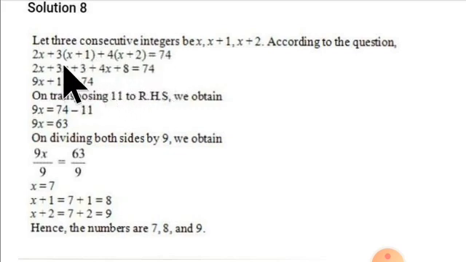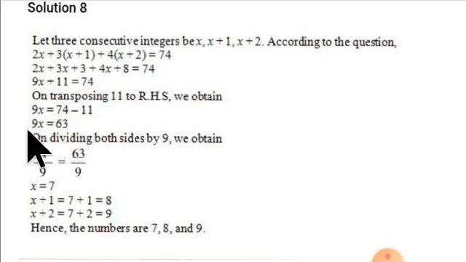Now we will multiply 3 inside both the numbers in the bracket, and 4 is multiplied inside both the numbers in the bracket. So 2x plus 3x plus 3 plus 4x plus 8 equal to 74. So count the x: 2x, 3x and 4x. So total is 9x. 9x plus 11 equal to 74. Now this 11 will go on the right side. So 9x is equal to 74 minus 11. 9x is equal to 63.